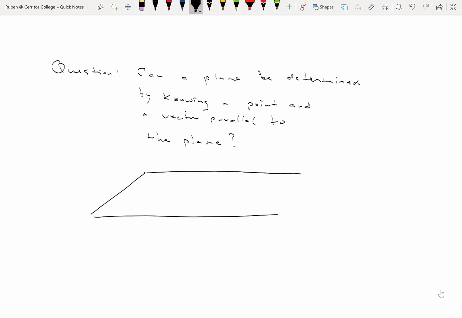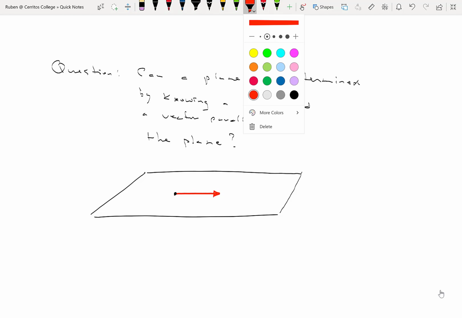Here's the reasoning. Here's a plane. Suppose I know a point. Here's a point right here in a plane, and I know a vector in the plane. Any vector in the plane will be parallel to the plane. So I know a point and some, let's say, red vector in the plane. Is that the only plane that contains that black dot and that red arrow? And the answer is no.